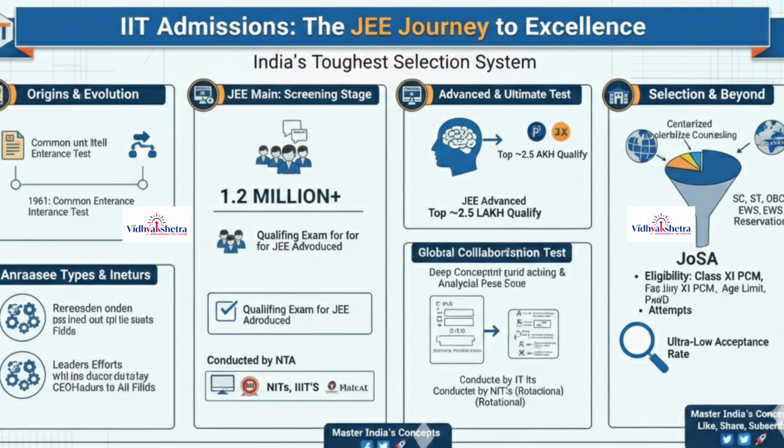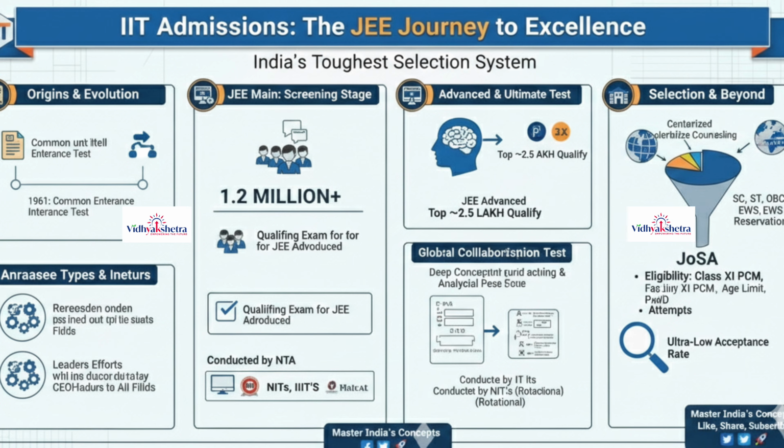The IIT admission system also extends beyond undergraduate programs. Postgraduate admissions to MTech programs are conducted through the Graduate Aptitude Test in Engineering (GATE), while MBA admissions occur through the Common Admission Test (CAT). Doctoral admissions involve institute-specific interviews and research proposals. This multi-level admission structure ensures that IITs maintain excellence across undergraduate, postgraduate, and research programs.